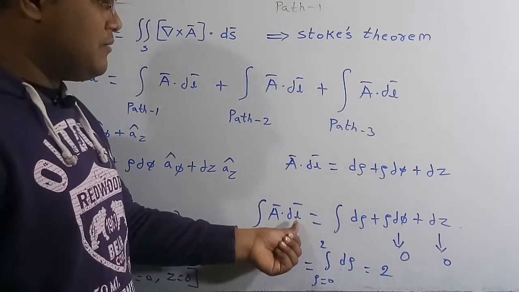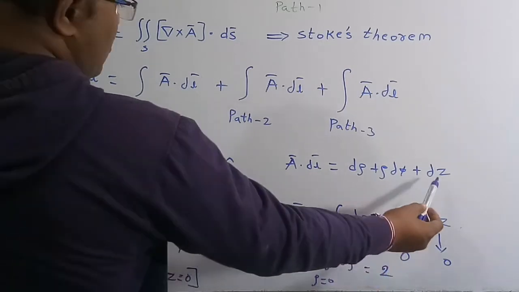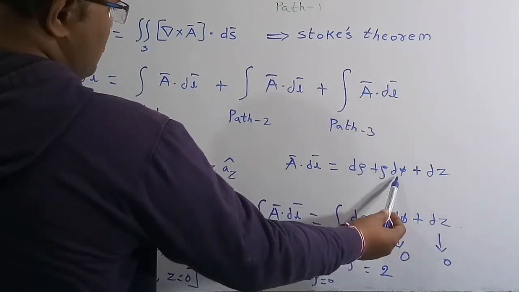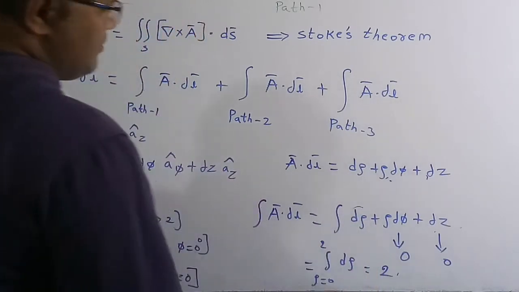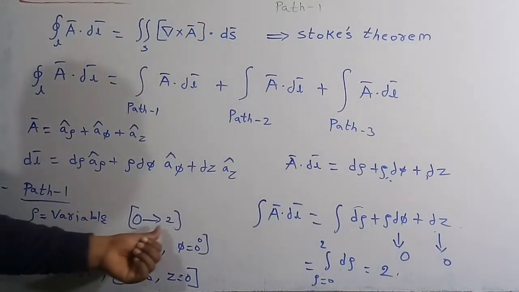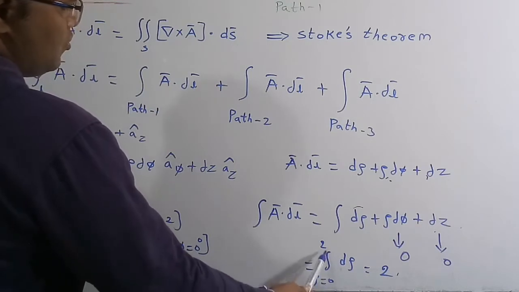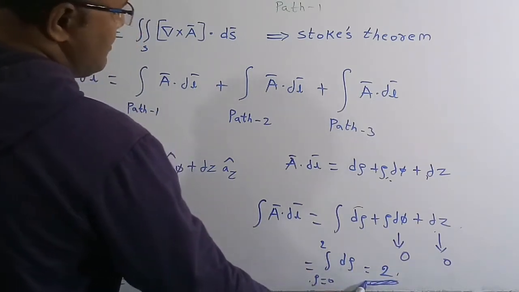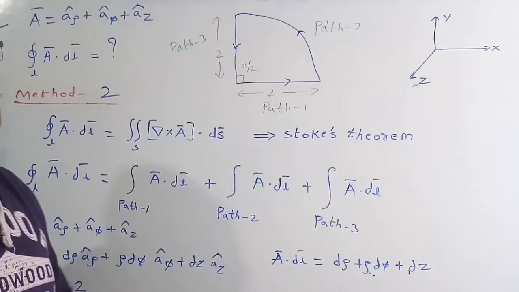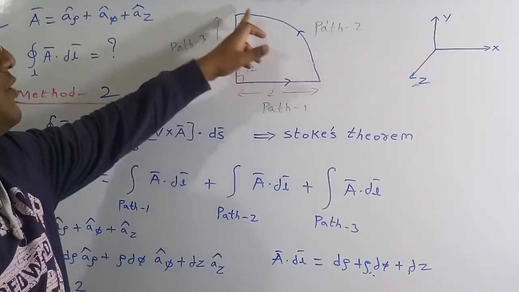Therefore in A bar dot dl bar, for path 1, dz is equal to 0 and d phi is equal to 0, so these two terms will become 0. Only this term is going to remain, and rho is changing from 0 to 2. If you do the integration of this, we are going to get the line integral for path 1 as 2.